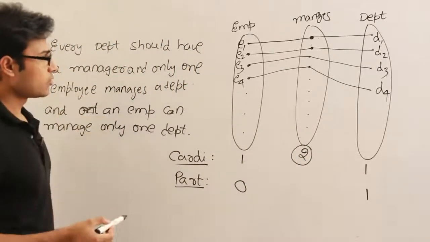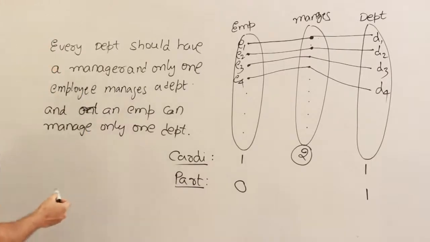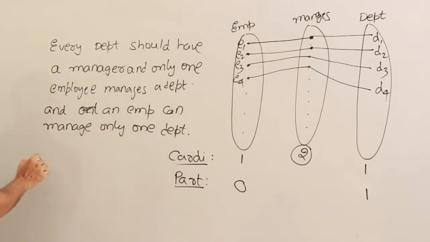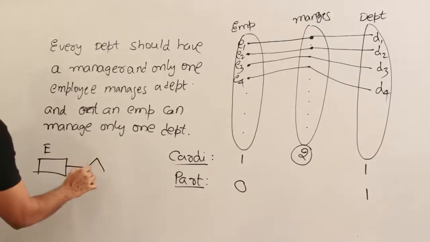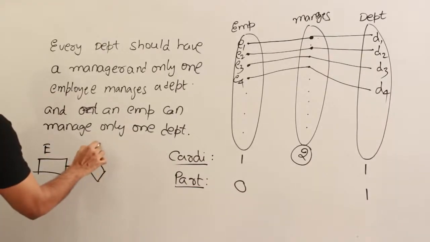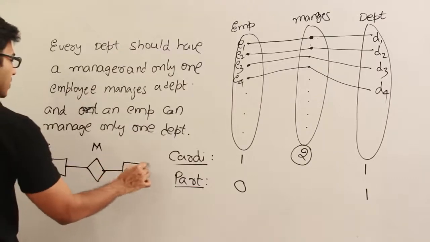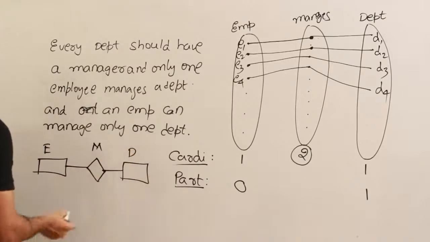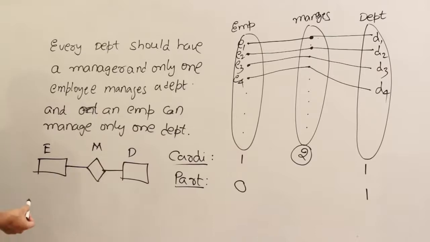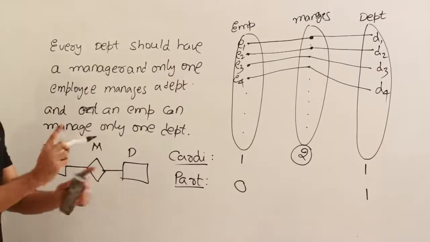Now let's see how to represent it in both ways. One way is the single line, double line. This is employee, and this is manages, and this is department. I told you how to write the cardinality ratio, so I'm writing single line, double line. How to write the cardinality ratio? Whatever is the actual number, you just reverse it and then you write it.